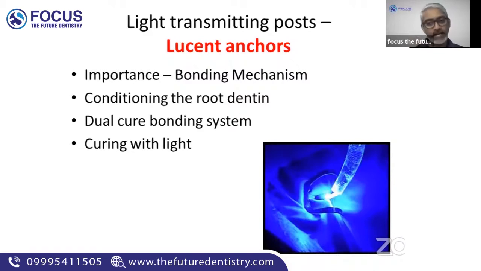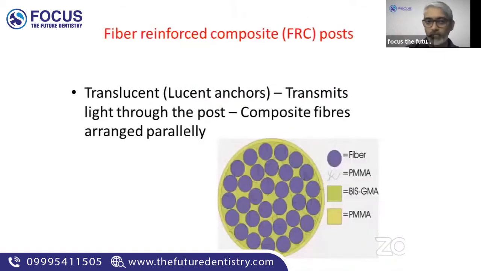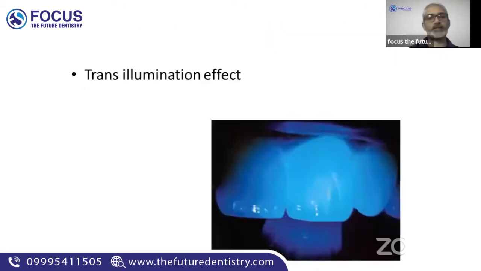So with this light transmitting post, the main advantage is that you get a better bonding when the light gets transmitted through the post. Plus, they are resilient. The resiliency is similar to dentine. That is the main attraction of these lucent anchors over your metallic posts. These are fiber reinforced composite posts in which fibers are arranged parallelly in a matrix, and the matrix has BIS-GMA, which makes it bondable to your bonding systems.